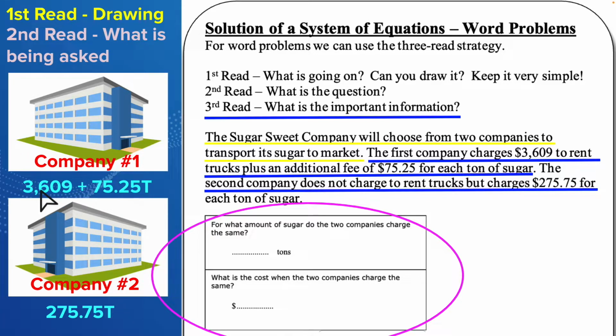But company number 1 charges quite a bit less per ton. So this type of situation is going to help us make a decision: which company should the Sugar Sweet Company use to save money? It's going to matter how many tons of sugar they transport. If they only transport 1 ton of sugar, they're already over $3,000 here, but down here they'd only be at $275. So that would definitely be worth using company 2. But maybe after a while, if they're transporting a lot of tons of sugar, company 1 might be better. That $3,609 fee might end up being recouped because of how much cheaper it is to transport the tons of sugar.